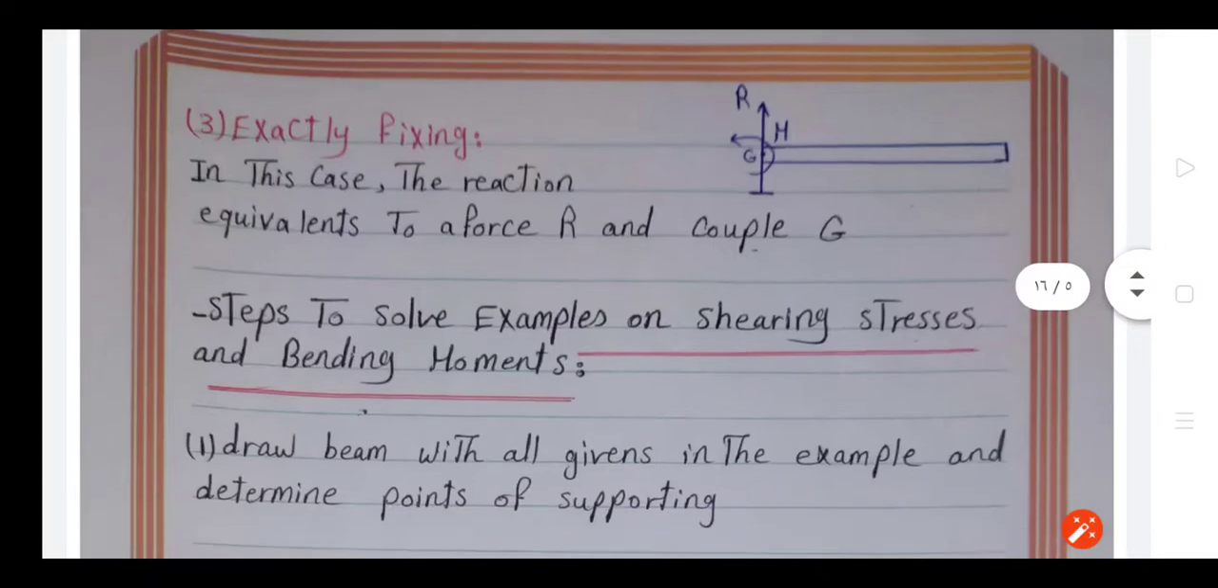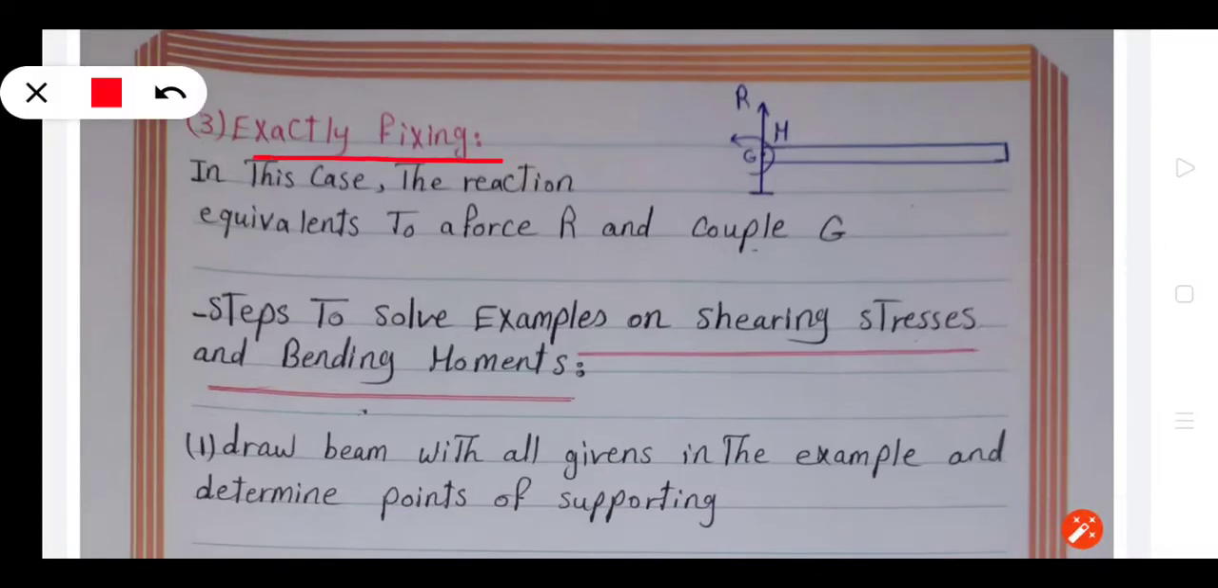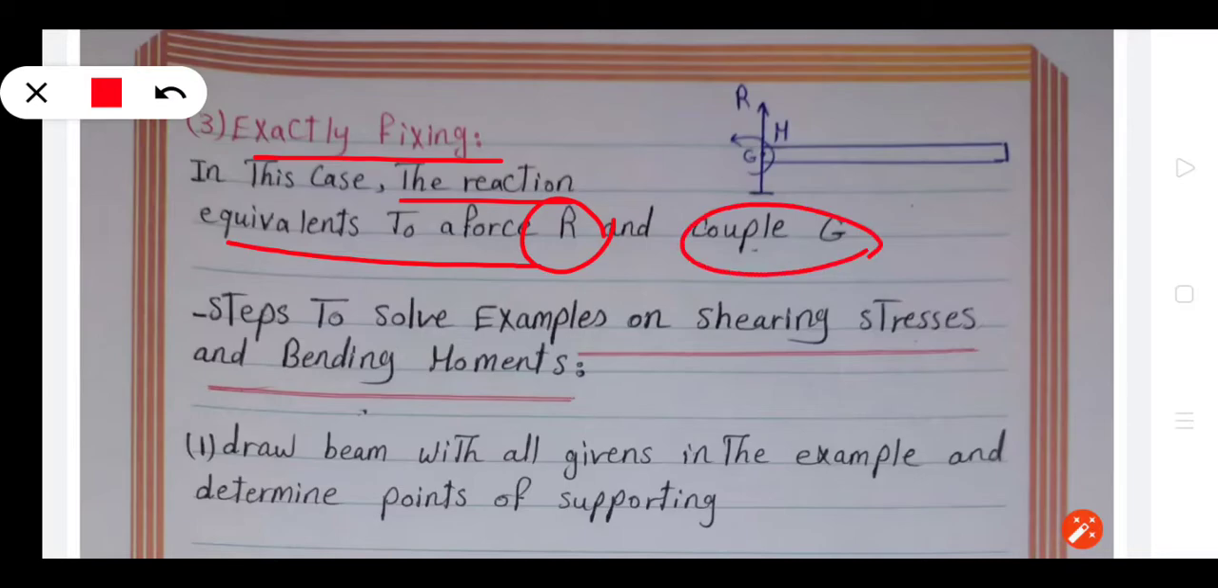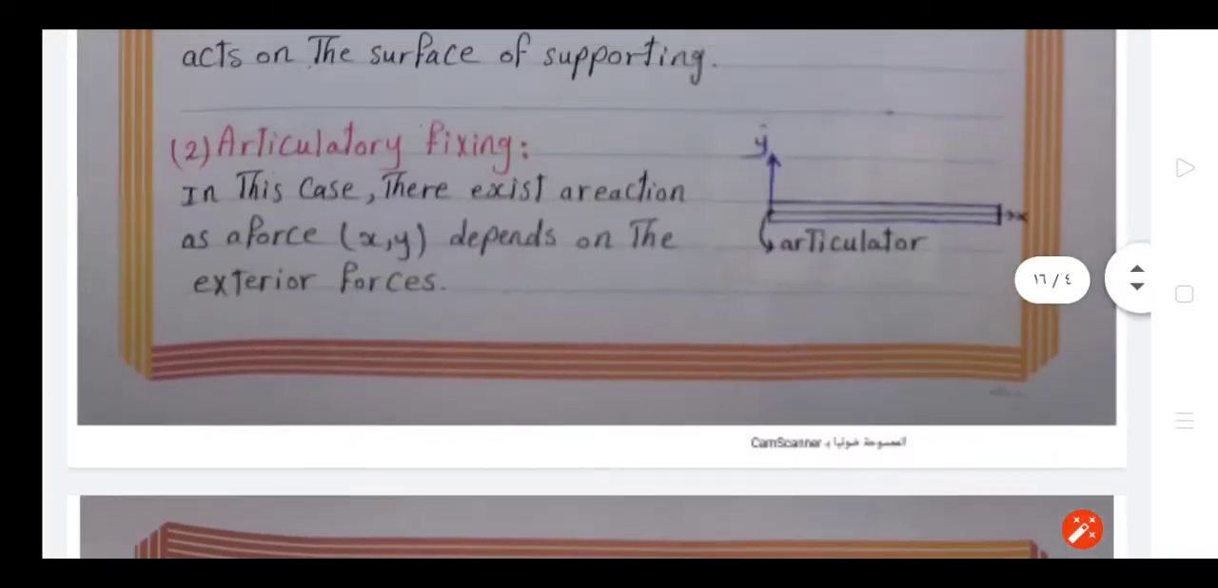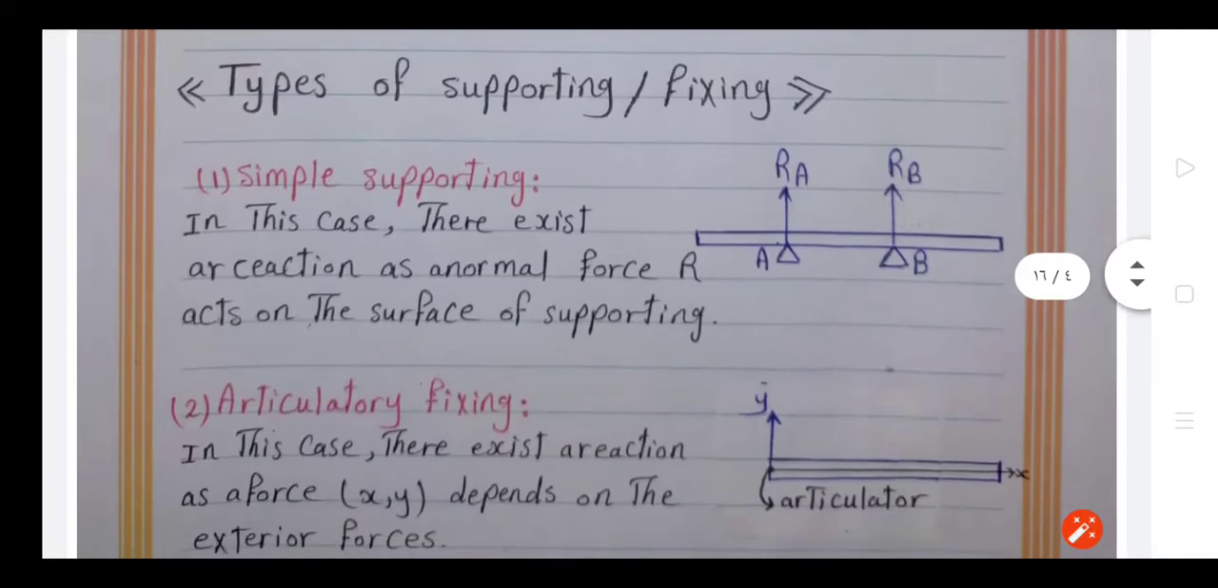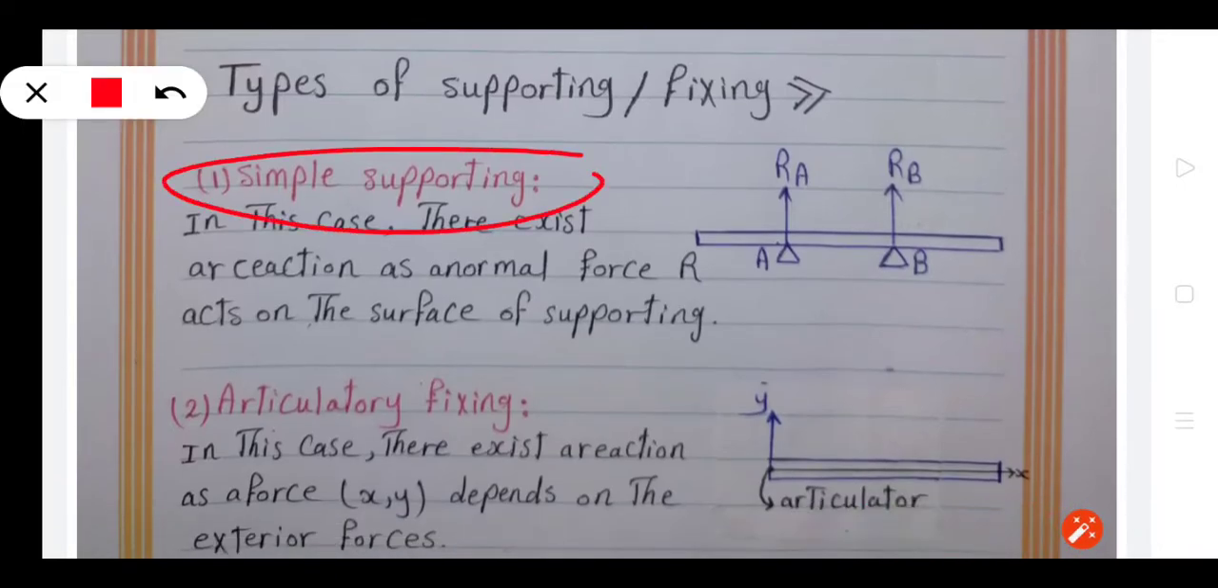Third, exactly fixing. In exactly fixing, the reaction is equivalent to a force R and a couple G. We do not deal with exact fixing. We deal with simple supporting in all our examples: surface of supporting, point of supporting, normal reactions.